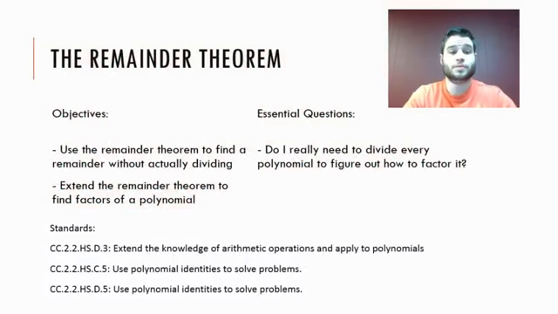The student objectives for this lesson: use the remainder theorem to find a remainder without actually dividing, and extend the remainder theorem to find factors of a polynomial. And the essential question: do I really need to divide every polynomial to figure out how to factor it? And below you'll see the Common Core standards.